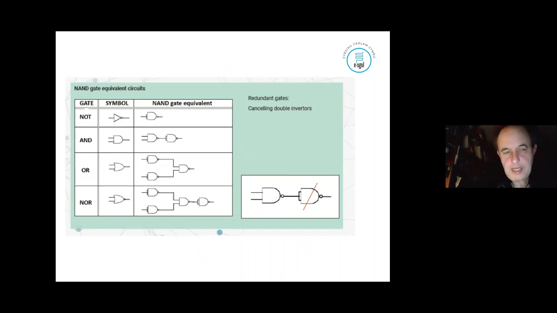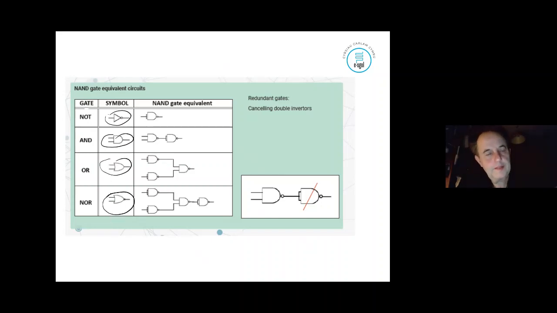So again, examination technique, revision. I would probably just, on a piece of paper, write down these symbols to start with, and then try and draw the NAND gates. Go back and look at your notes, look at the page, compare what you've done to how you draw them. Okay, learn them.